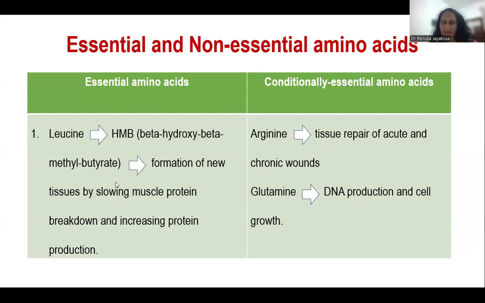But when we look at the other conditionally essential amino acids, we can produce these inside our body, but still it's sometimes better to give them from outside in the wound healing process. One is arginine, which helps to repair the tissues in both acute wounds and chronic wounds. Next one is glutamine. Glutamine also helps DNA production and cell growth. So these are the 3 main amino acids which we really consider during the wound healing process. Next one.